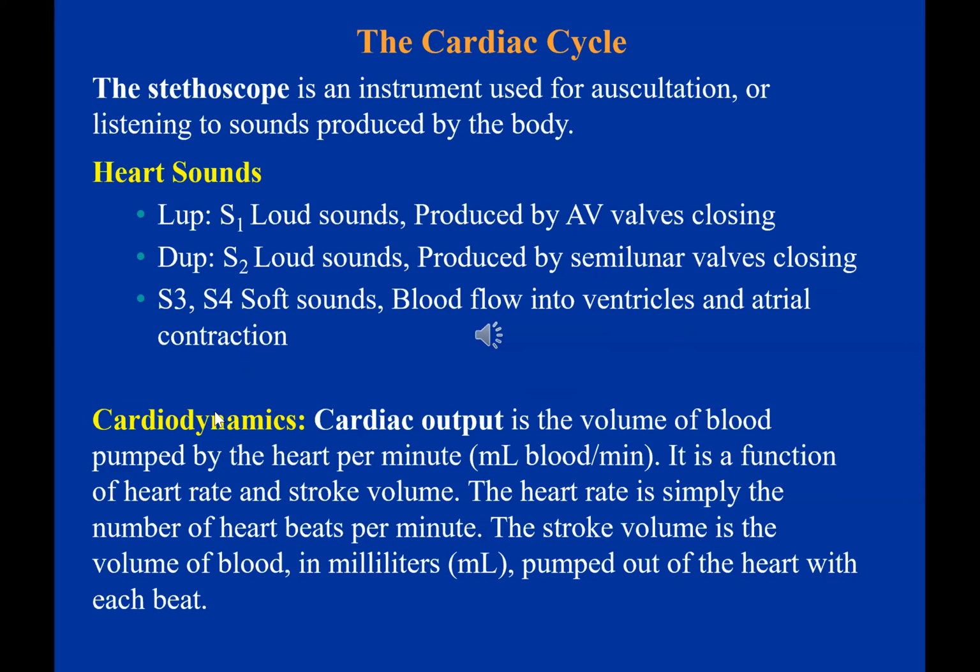It's the cardiodynamics. How much blood is your heart pumping out? Cardiac output is the volume of blood that is pumped by your heart per minute. So it is a function of your heart rate and stroke volume. The heart rate is the number of heartbeats per minute times the stroke volume. So that would be the cardiac output. Athletes train to increase their cardiac output.